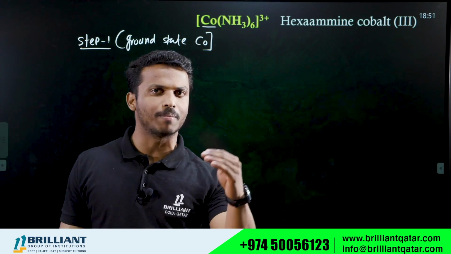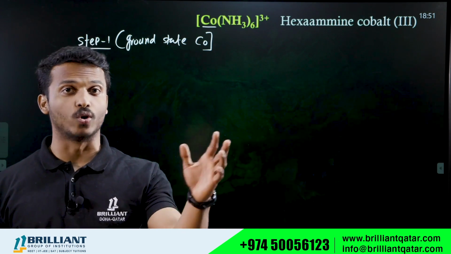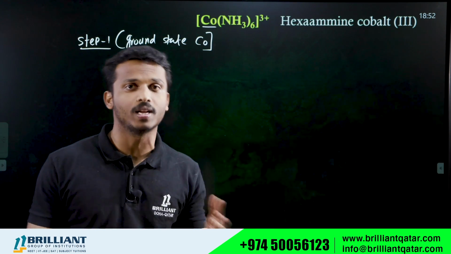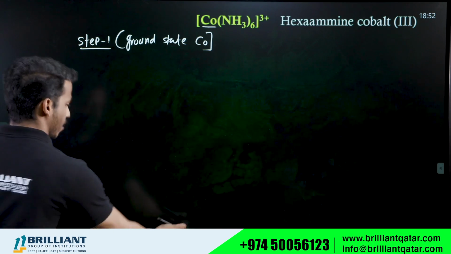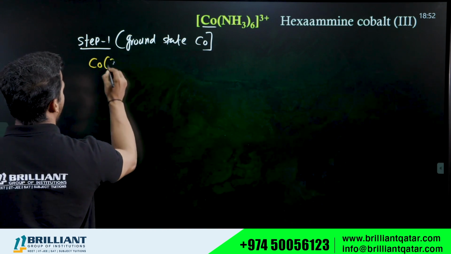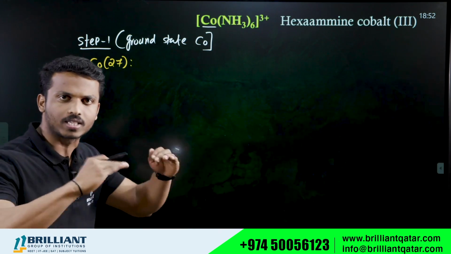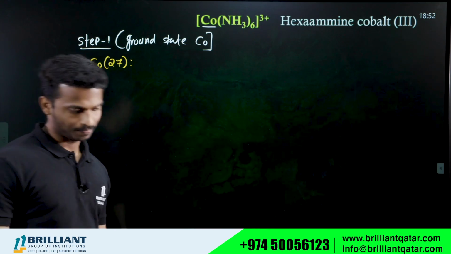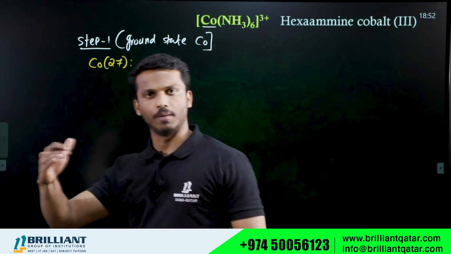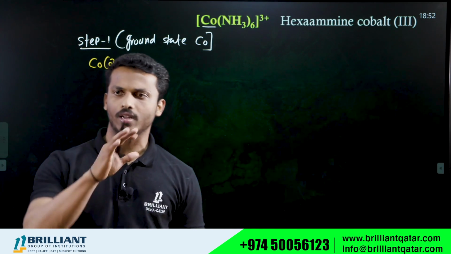Up to atomic number 30, up to zinc, we should remember. Sometimes they will give you the atomic number, sometimes not, so be very careful. Cobalt's atomic number is 27. What is meant by ground state electronic configuration? Their normal state, right? Most of the complexes they will ask in your exam are between 20 and 30. 27. How can you fill those electrons in the electronic configuration?